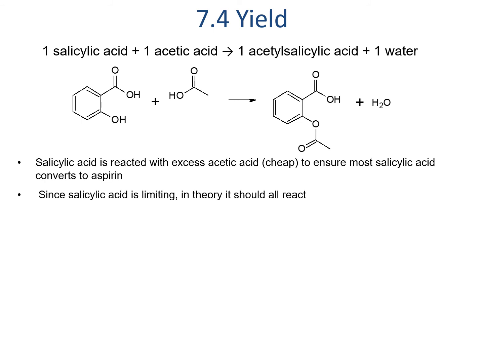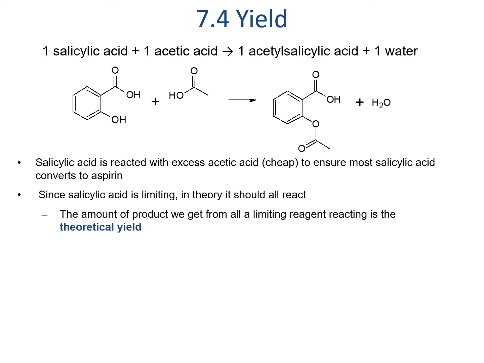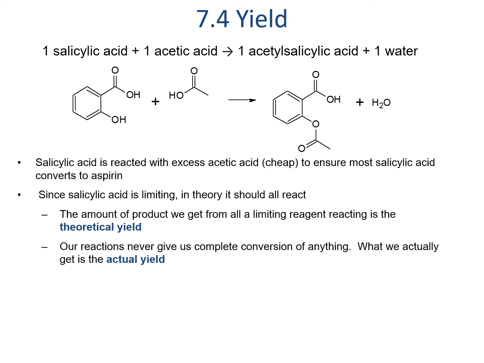If salicylic acid is limiting, in theory, all of it should react. So we can use the moles of the limiting reagent, again, always the limiting reagent, to convert to an expected amount of moles of the product. This is the theoretical yield. We can express the theoretical yield in moles or grams, but it's typically reported in grams. That's because we'll also measure the actual yield of a reaction, which we can do with a scale measuring grams. This is from an actual experiment that we'd run.